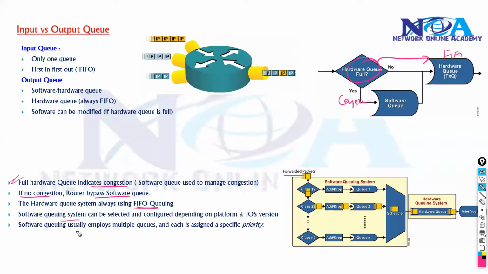And the software queue is something we can modify. This again depends upon the platforms and the versions; these options will slightly vary. So we can create multiple queues and we can define priority for our traffic based on those specific queues.